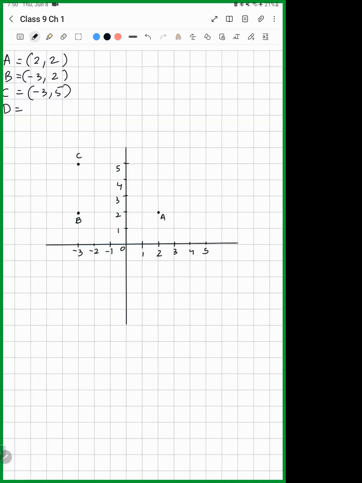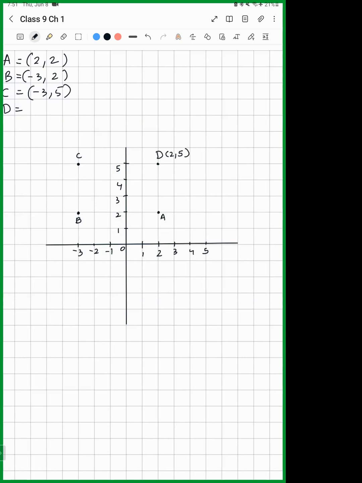Fine. Now you tell me, if this is to be a rectangle, where will the fourth point be? What will be its coordinates? Ma'am, (2, 5). Yeah, very good. (2, 5). This is going to be point D. Did you understand? Yes, ma'am. Okay. Any other doubts?